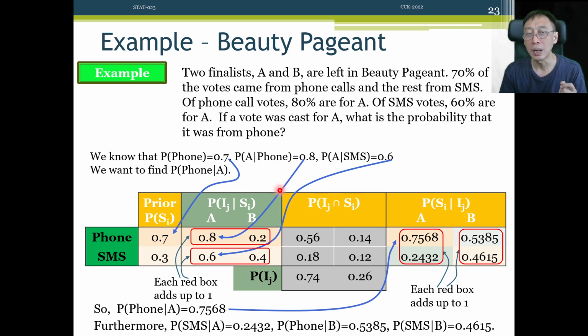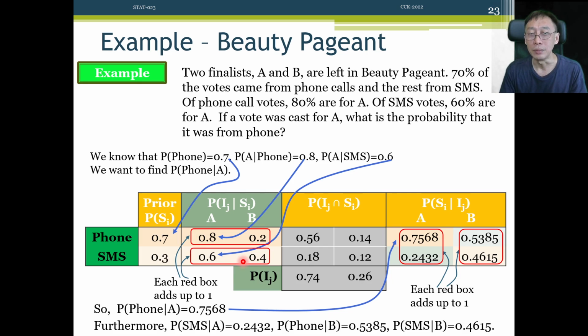So via phone and SMS, and we gather the details, and we found that, given that it is phone, so coming in from phone, 8 out of 10 of those phone votes voted for A. 2 out of 10 voted for B. And because there are no further contestants, finalists, there's no C or D. And then likewise for SMS. And so you find that they add up to 1, right? They add up to 1.